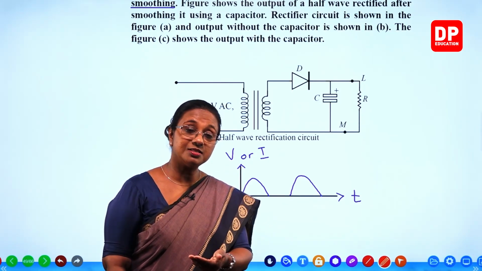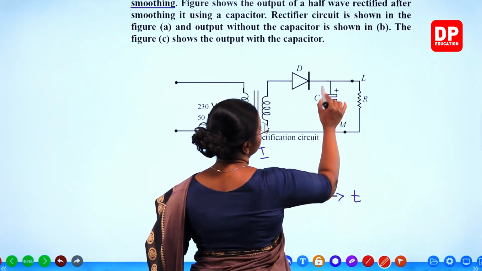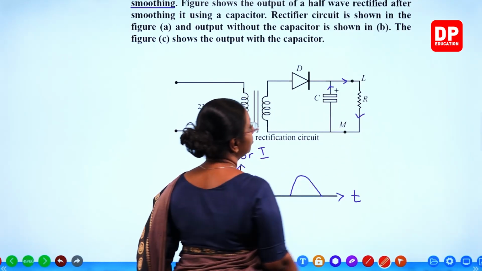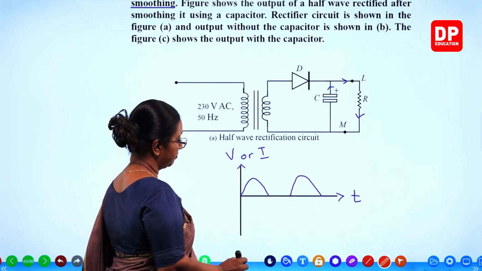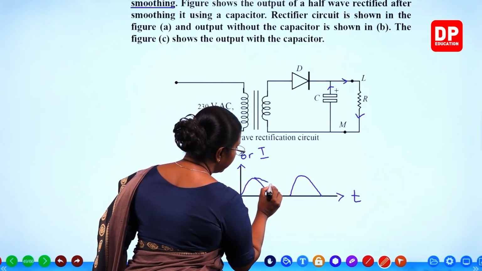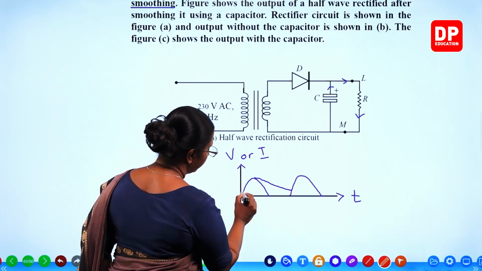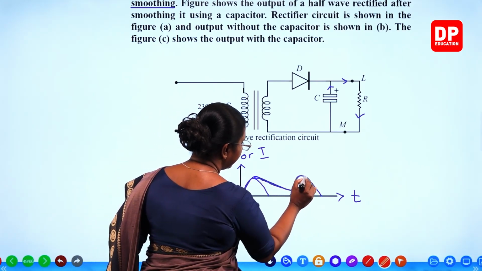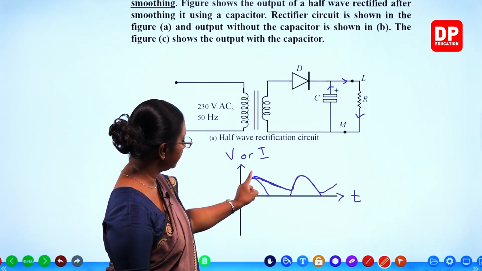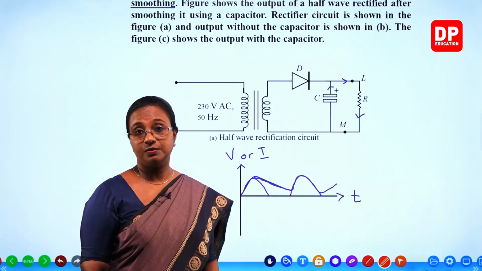Discharge means the charges that are stored in the capacitor will be released. And those charges also will flow through this circuit. From here, they will flow through that way. So because of that, without the voltage dropping to this point, it will flow like that. So instead of the graph coming down, it will go like this. We will not have these parts. Instead, it will still fluctuate, but it will not come to 0.